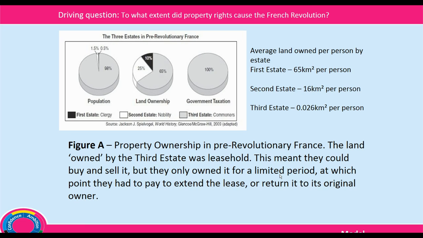You will find several questions in your assignment based on this source. Read it carefully. Figure A. Property ownership in pre-revolutionary France. The land owned by the Third Estate was leasehold. This meant they could buy and sell it, but they only owned it for a limited period, at which point they had to pay to extend the lease or return it to its original owner. Feel free to pause this presentation while you answer these questions. Stop when you get to Figure B.